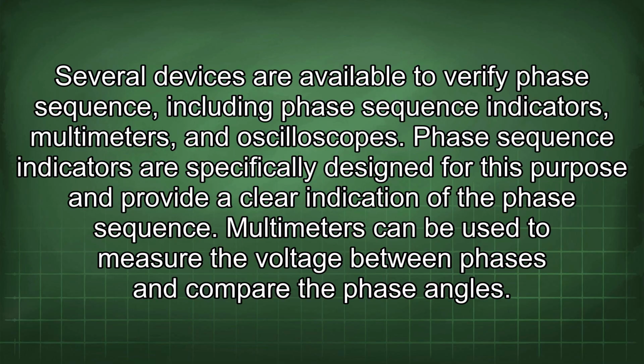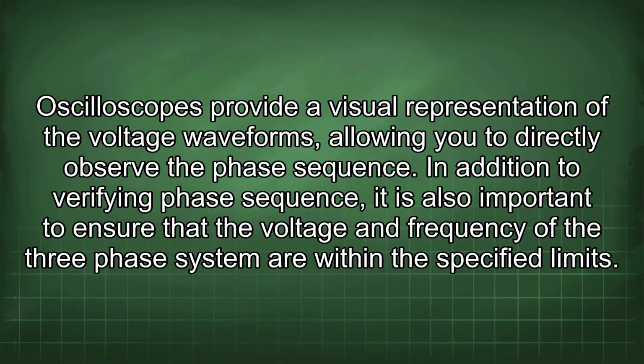Phase sequence indicators are specifically designed for this purpose and provide a clear indication of the phase sequence. Multimeters can be used to measure the voltage between phases and compare the phase angles. Oscilloscopes provide a visual representation of the voltage waveforms, allowing you to directly observe the phase sequence.